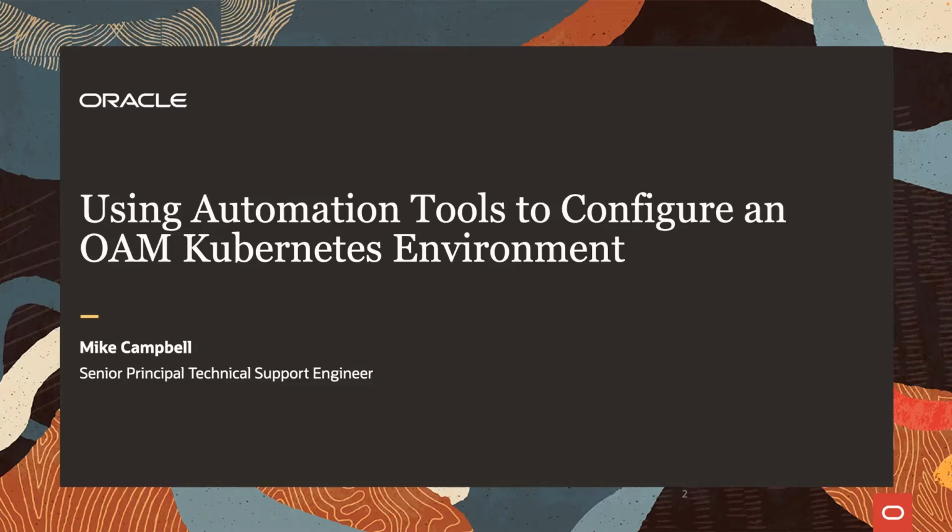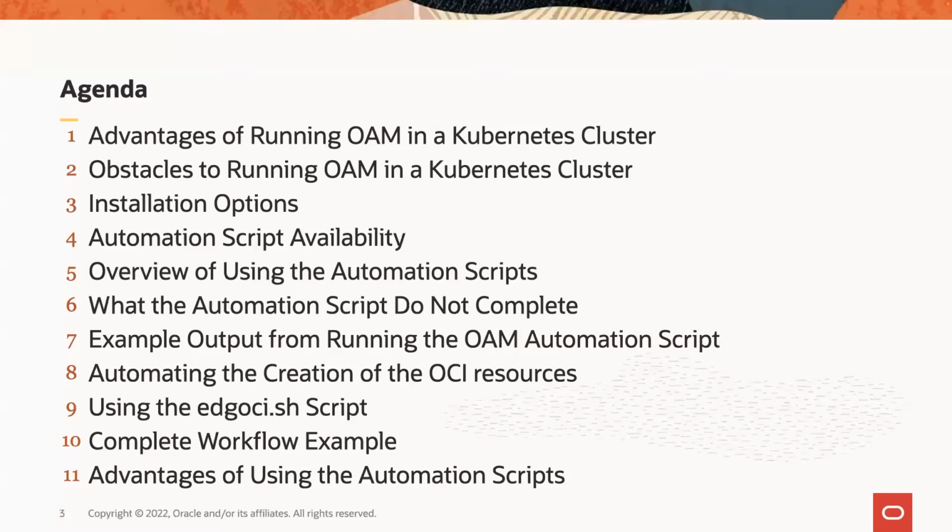While this session is focused on OAM, the same general procedures can be used to configure OUD, OIG, and the microservices as well. We have a full agenda today, so we will be moving through these topics pretty quickly. More details can be found within the Enterprise Deployment Guide for Kubernetes clusters, as well as the Oracle Fusion Middleware GitHub site, which will be referenced shortly.